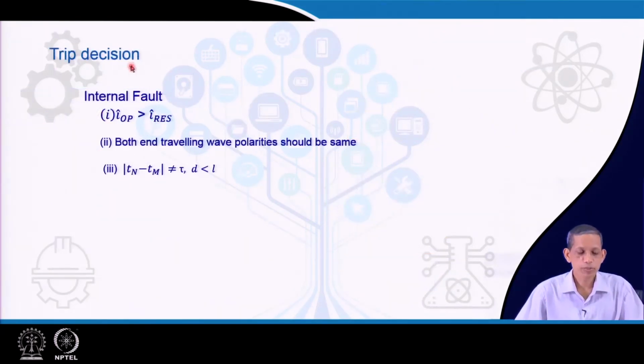Summary: for a trip decision, when to trip for any internal fault in the line M N, trip, you can say, if the I operating is greater than I restraining. If not so, then it is an external fault.